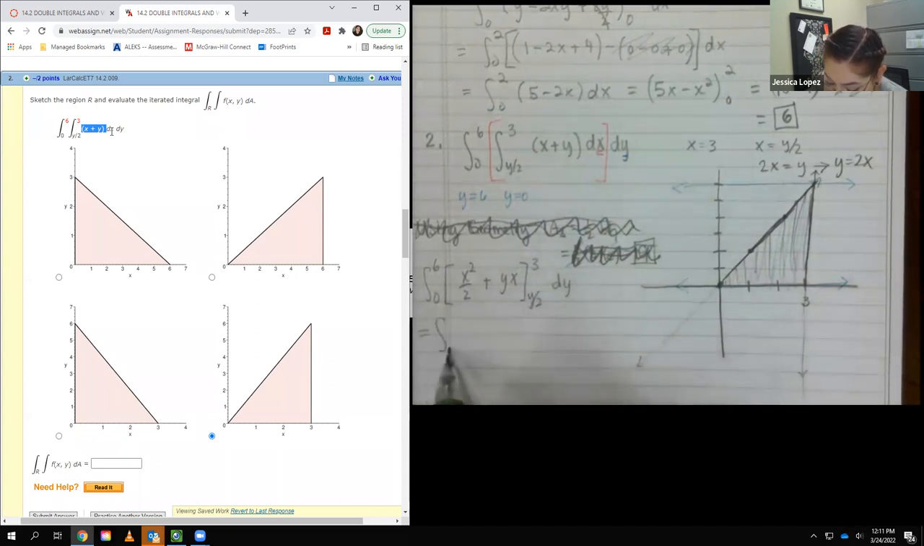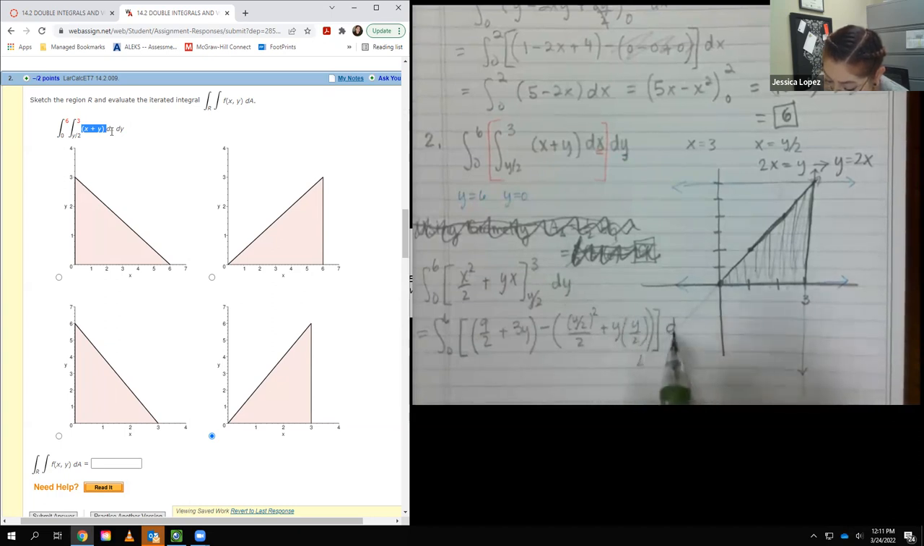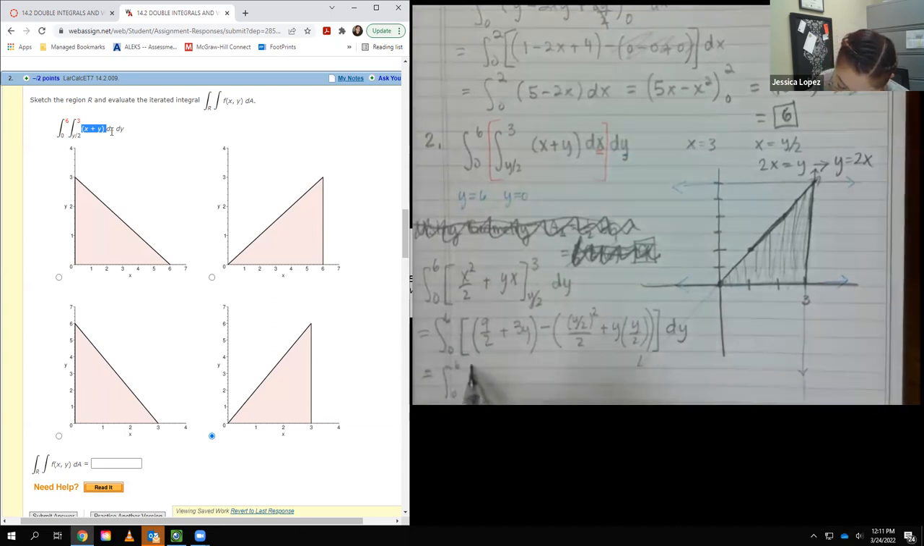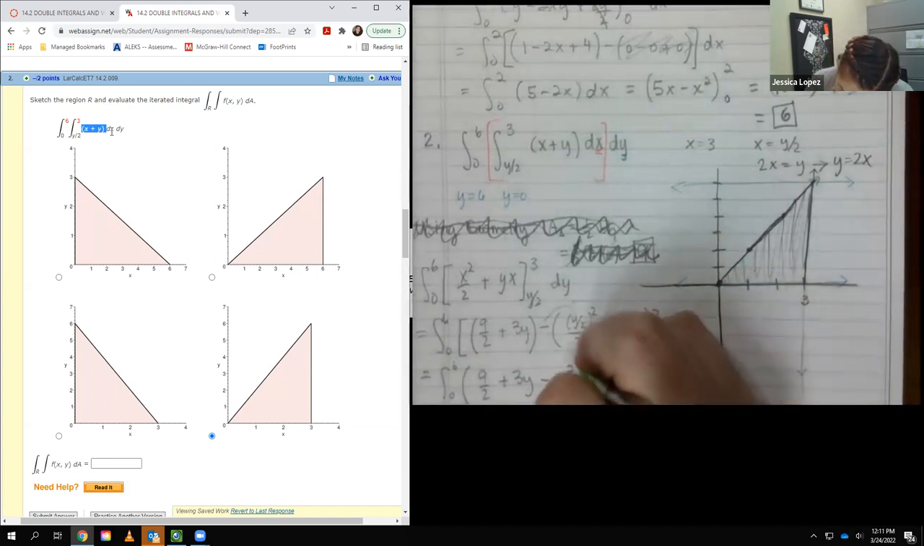Then when I plug in my bounds, 3 goes in for x. So this becomes 9 over 2 plus 3y minus y over 2 squared plus y times y over 2. This one's pretty complicated. So I have 9/2 plus 3y. This would be y squared over 4. And then if I stick the 4 down there, it's actually y squared over 8. Then this one is, oh no, negative here. So it's minus y squared over 2.